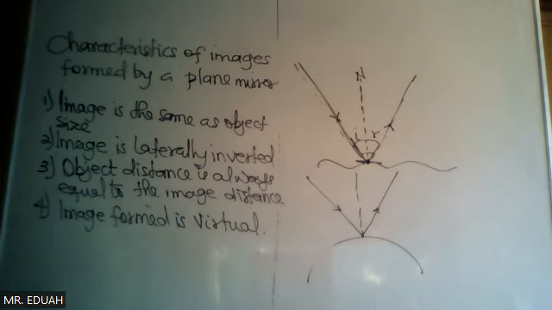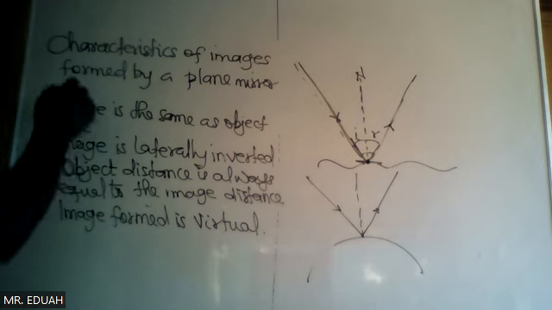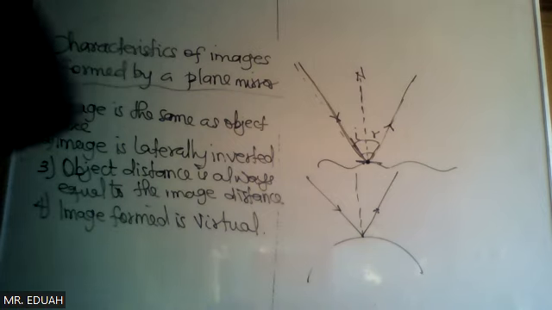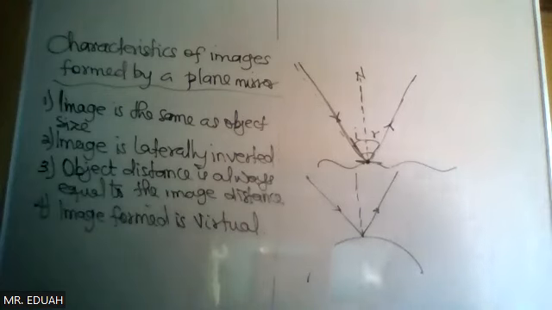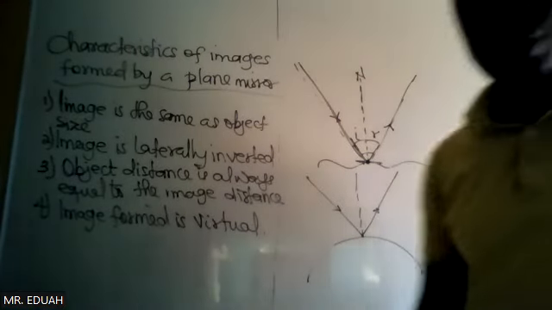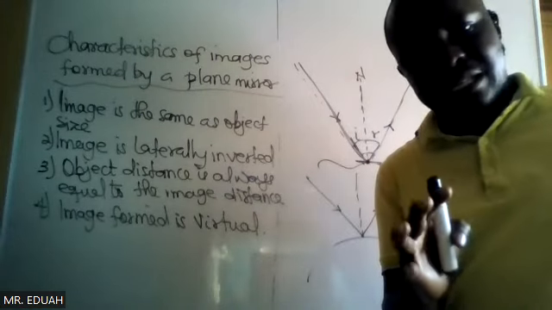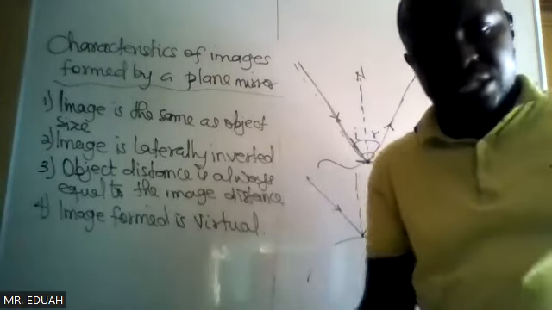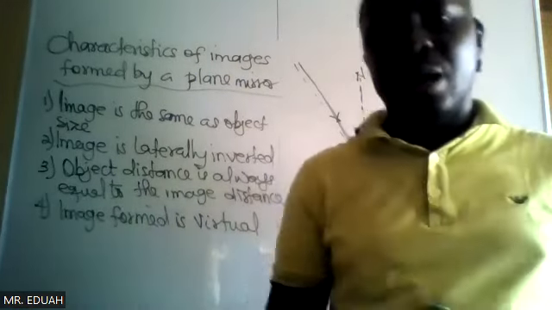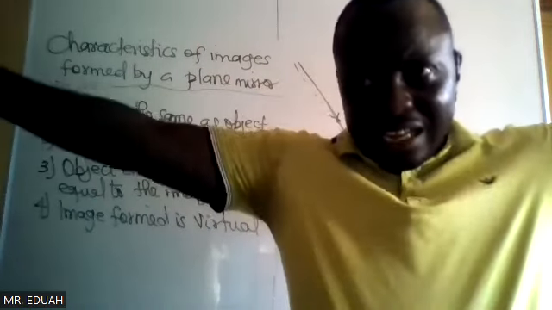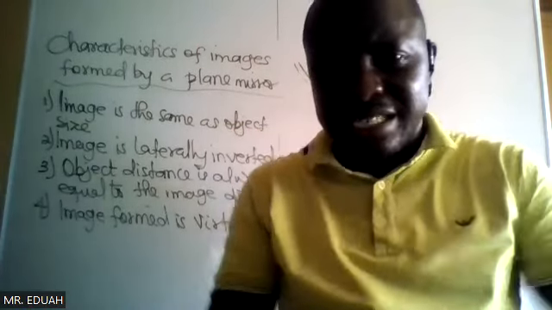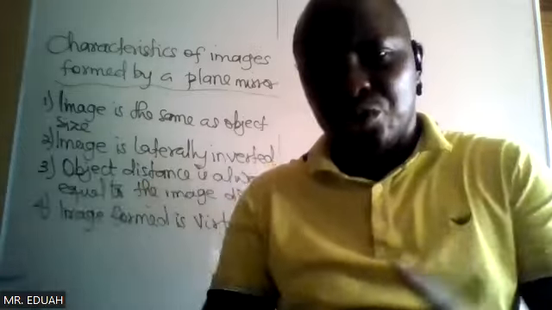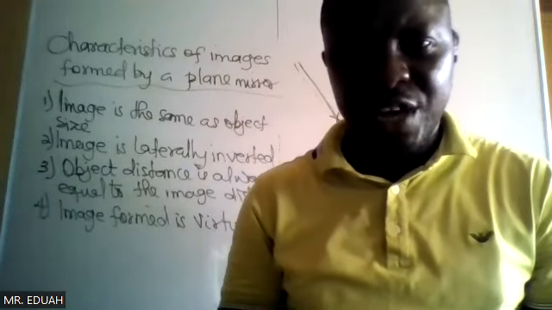Have we exhausted the characteristics of images formed? Can you say image formed is diminished? No. If it's diminished, then it means the image is reduced. When you compare the image size and the object size, they are not the same, then you say that it is diminished. When the image size is bigger than the object, you say the image is enlarged or magnified. But over here, object size is equal to image size.